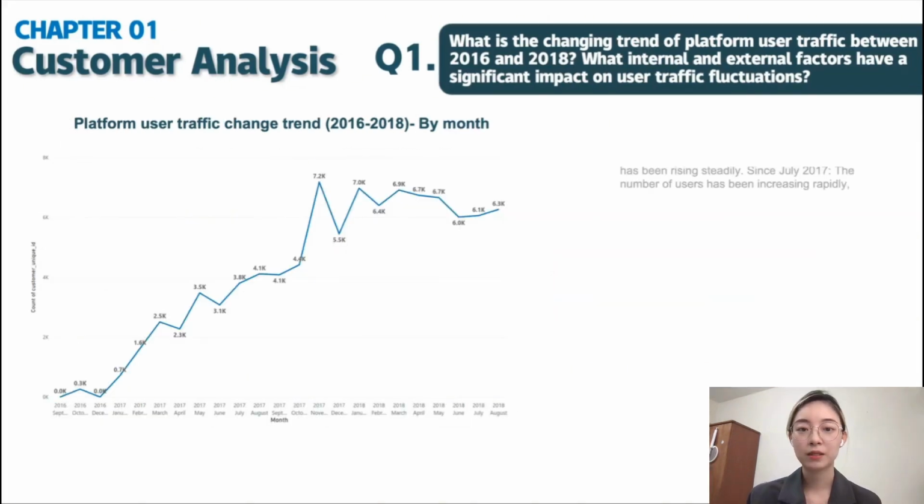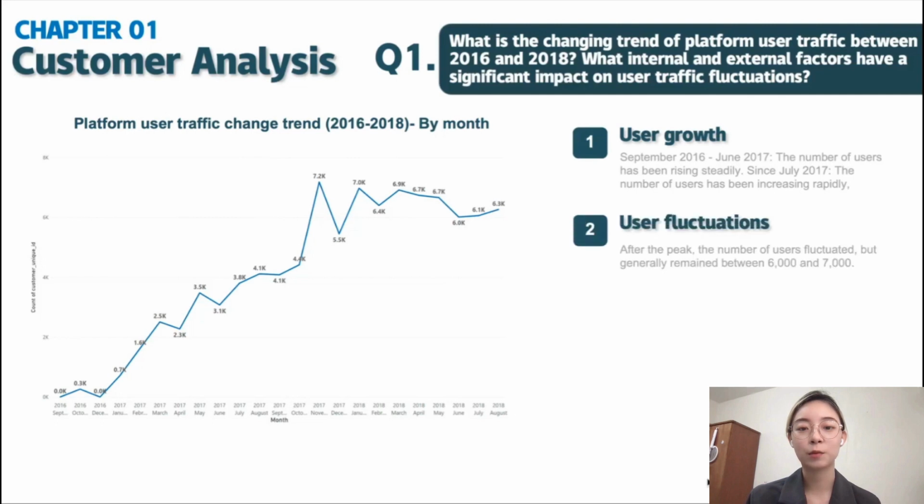This graph shows the monthly change in customer IDs. From September 2016 to June 2017, the number of customers went up steadily. After July 2017, the number of customers increased quickly, peaking at 7,200 in November 2017. Peaks in November and December may be due to Black Friday and Christmas promotions.